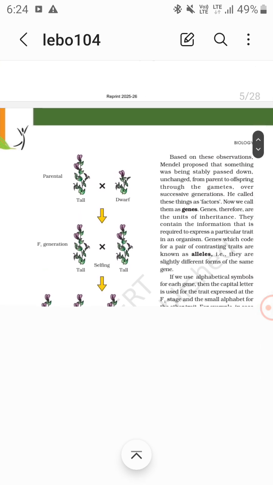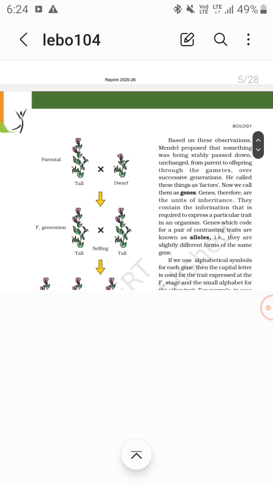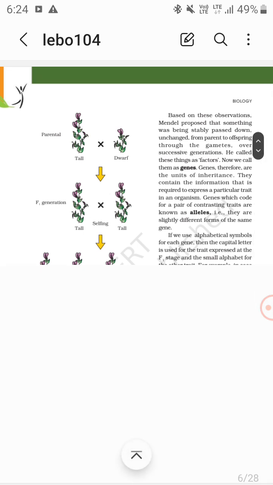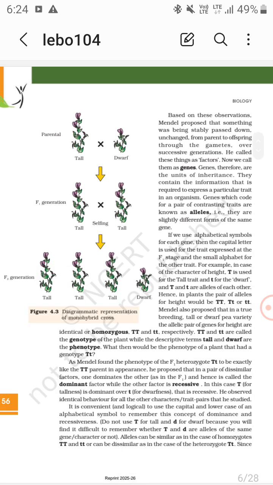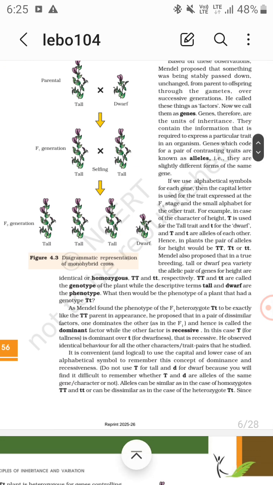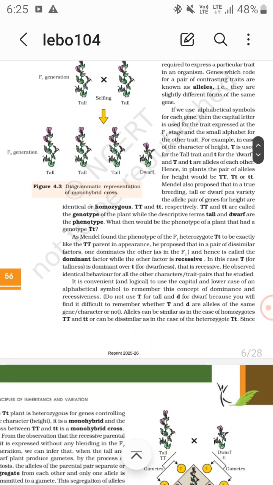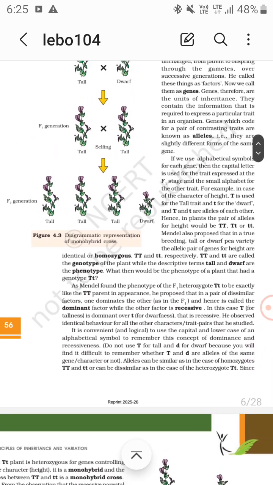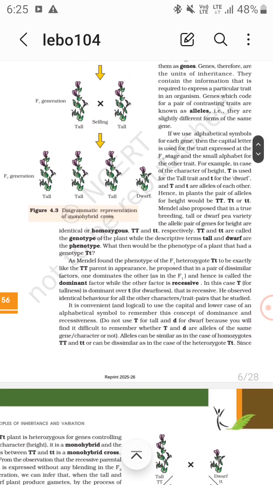So he named the factors which control these characters. Now we call them genes, and genes are the units of inheritance. They contain the information, and genes which code for a pair of contrasting traits are known as alleles. So they are slightly different forms of the same gene. Now you see, there is the dominant allele, then the recessive allele.